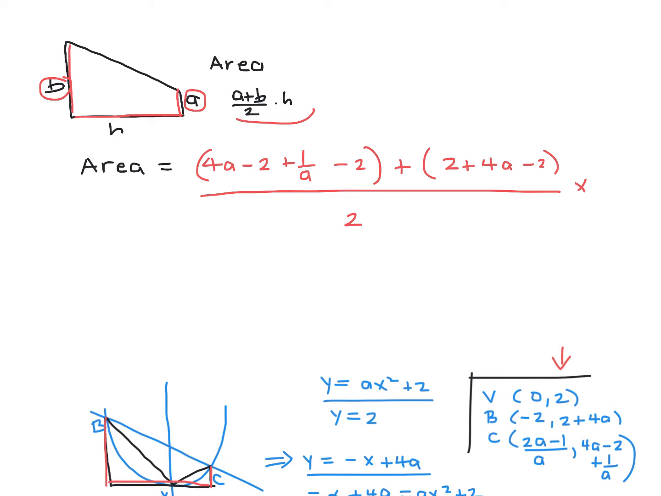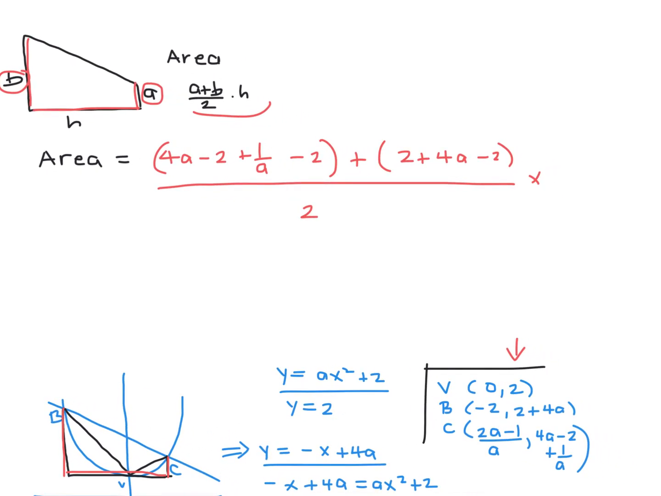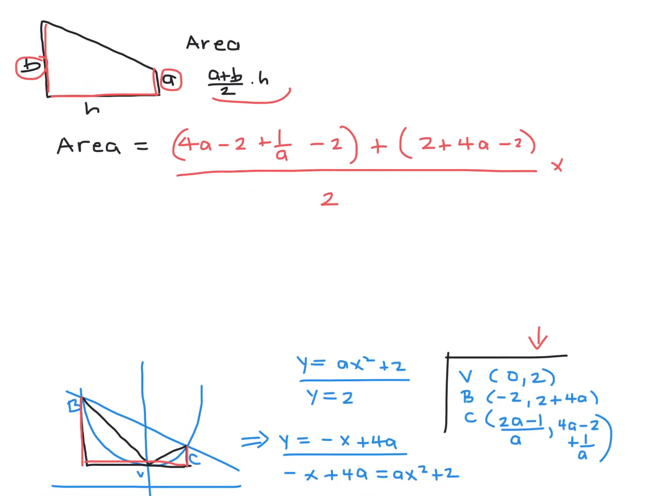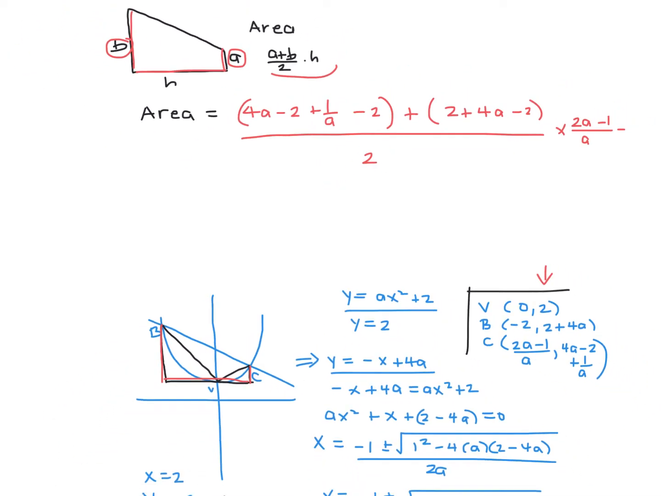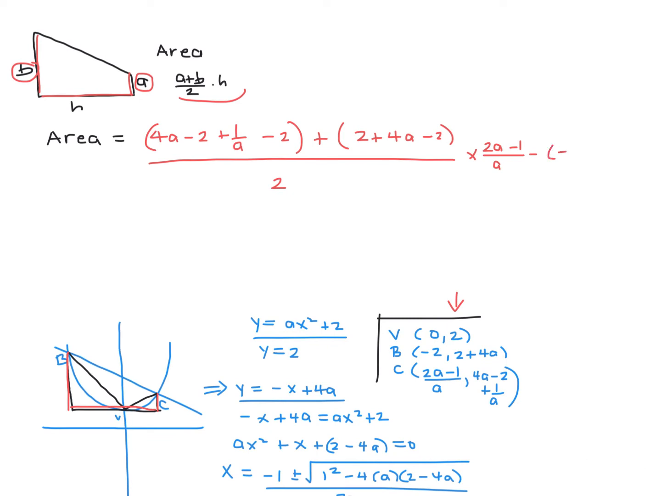And H is going to be from one x coordinate to another: the x coordinate of C and the x coordinate of B. So that's going to be 2a minus 1 over a, minus 2. Yeah, okay, so that will do it, and that should be all we have. Great, so that's the area.